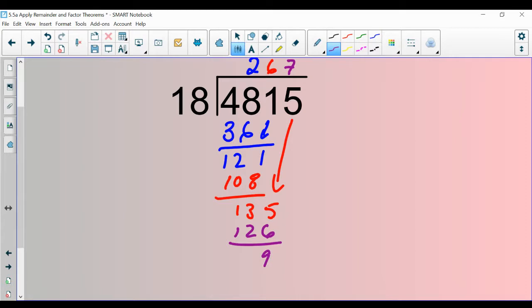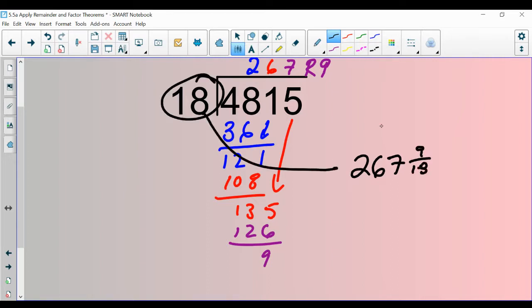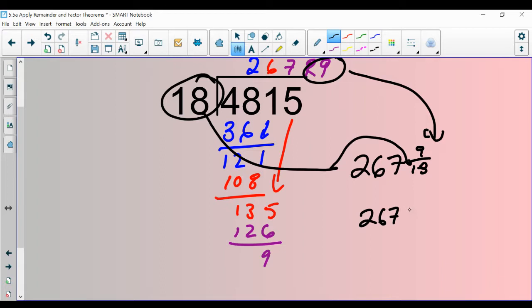When you first started learning this, you were probably told that 9 is your remainder, and you indicated that by writing R9 here. Eventually, you took a step up in your understanding of math, and we don't really talk about remainders very often. We talk about fractions and decimals a lot. So how we would convert this is we would say it's 267, and whatever your remainder is over your divisor, so 9 over 18. We would, of course, reduce that fraction, so our answer is really 267.5, or 267 and 1/2, one of the two.